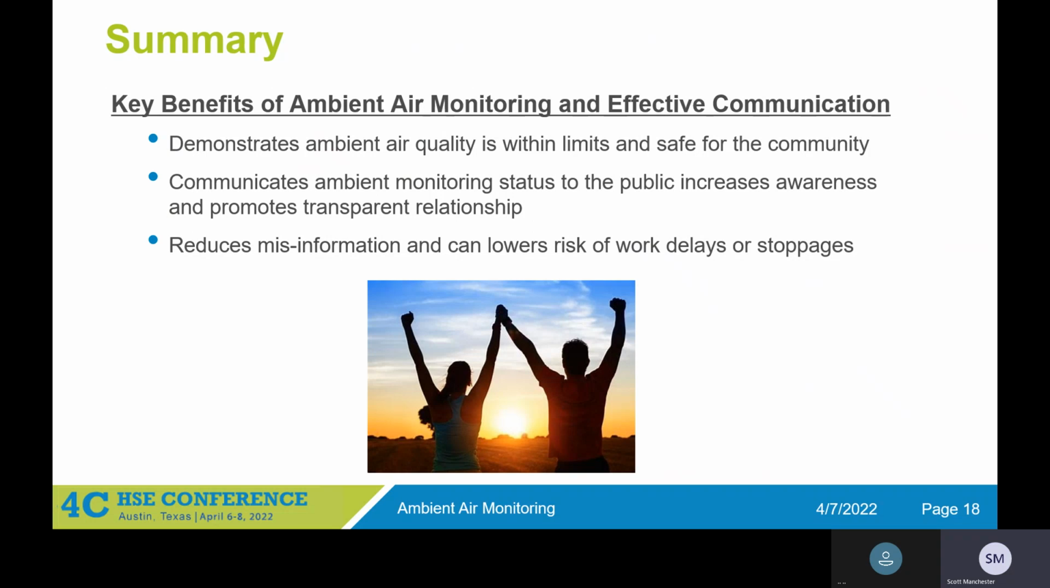I'd just like to summarize some of the key benefits in air monitoring and communicating that air monitoring programs are demonstrating. They're important because they're demonstrating the ambient air quality, that it's within limits, and safe for the community. Good communication will also help keep the ambient monitoring program status in front of the public, to increase their awareness, and really promote a transparent relationship between the community and the facility or project, and reduce misinformation, which is the first thing that pops up. Overall that can make things operate more smoothly and reduce risk for any potential work delays or stoppages that can be associated when conditions are not well communicated.